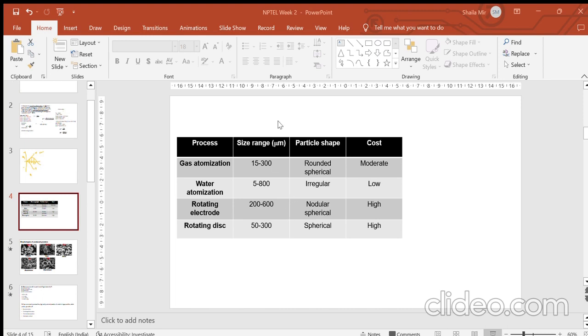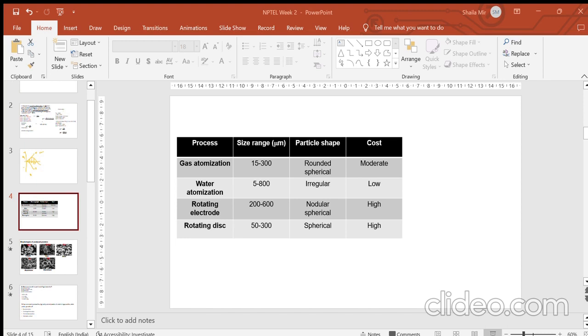Based on these particle shapes, we have to decide which type of atomization to go for. For example, if we strictly require a spherical morphology, we will not go for water atomization. We will either go for gas atomization or centrifugal atomization. But based on the cost, we will choose gas atomization as the ideal approach. So based on our particle shapes, we have to choose the type of atomization.